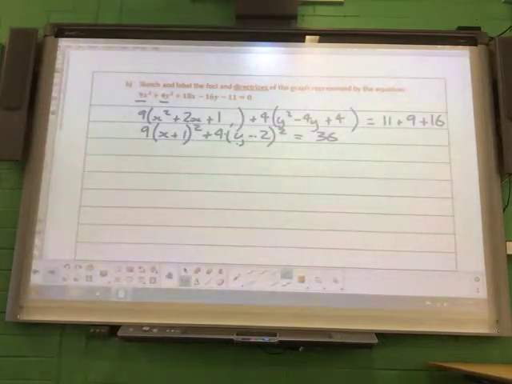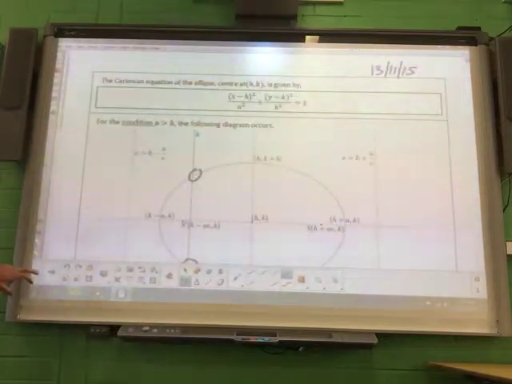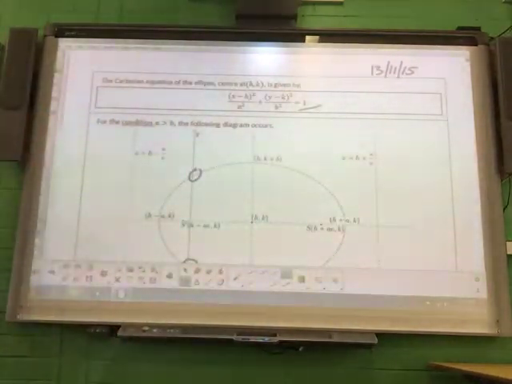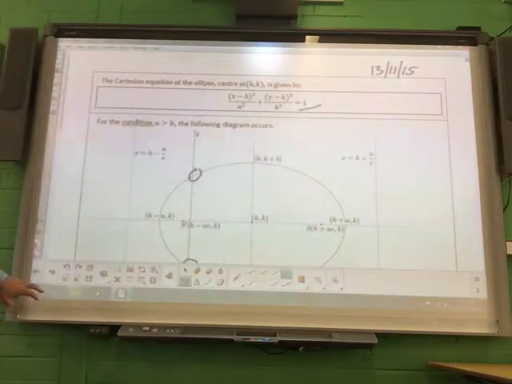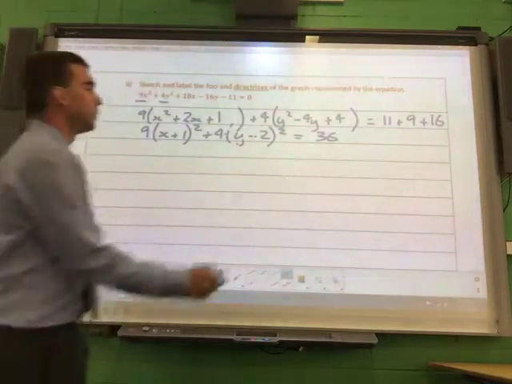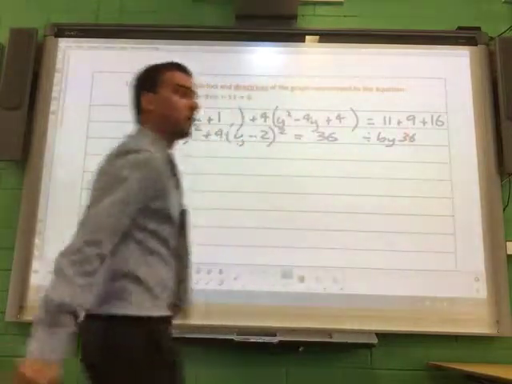Divide by 4. 1 by 4. Because we need to have the right hand side equal to 1 so that we can do the work, okay? We need to divide both sides, everything, by 36. Right, so divide by 36.